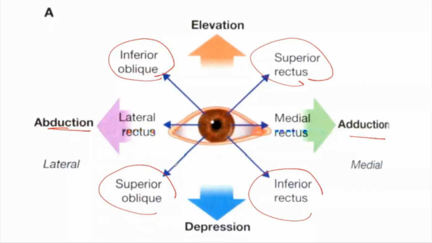So the obliques are abductors. So the superior oblique and the inferior oblique are abductors, and the inferior rectus and superior rectus are adductors. But when we are testing them, when the eye is looking medially, then the inferior oblique will be the only elevator, and the superior oblique will be the only depressor. Laterally or temporally, the superior rectus will be the only elevator, and the inferior rectus will be the only depressor. So I hope that this concept is clear to you and not confusing.